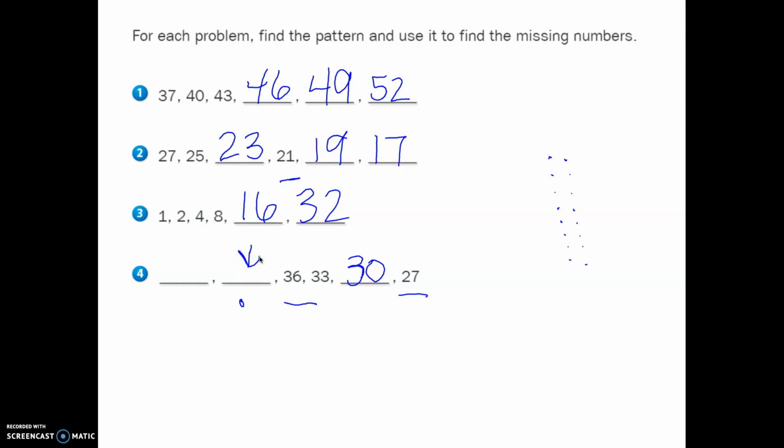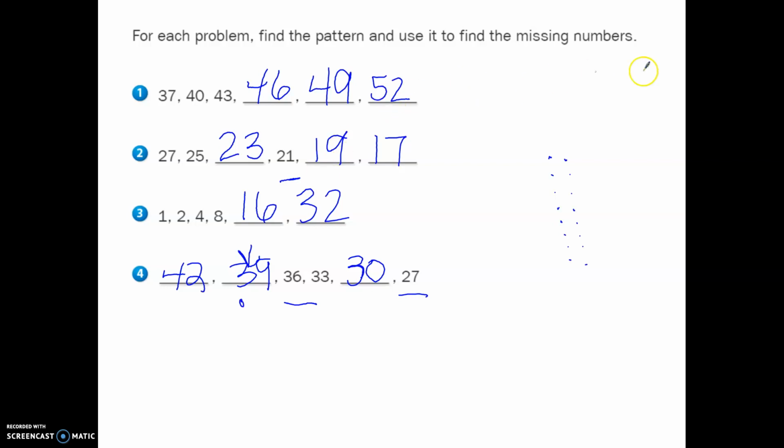So when I'm going to the left, I need to add 3. So this one's going to be 39. 39 plus 3 is going to be 42. Now, when I double check that, I can subtract. 42 minus 3 is 39. 39 minus 3 is 36.